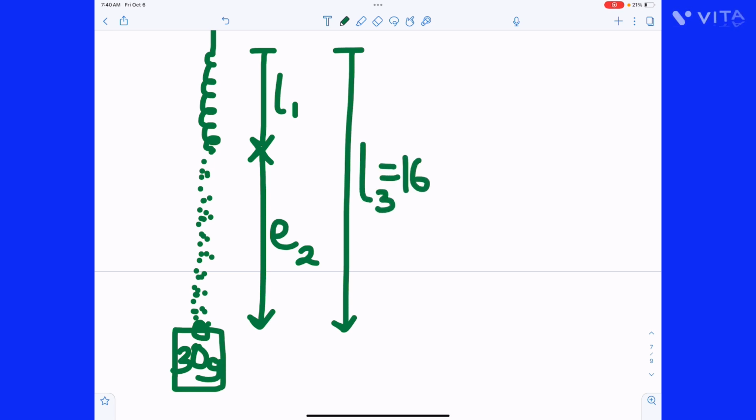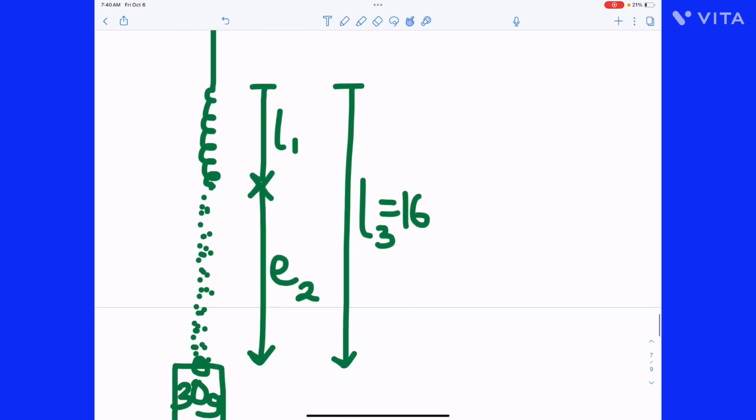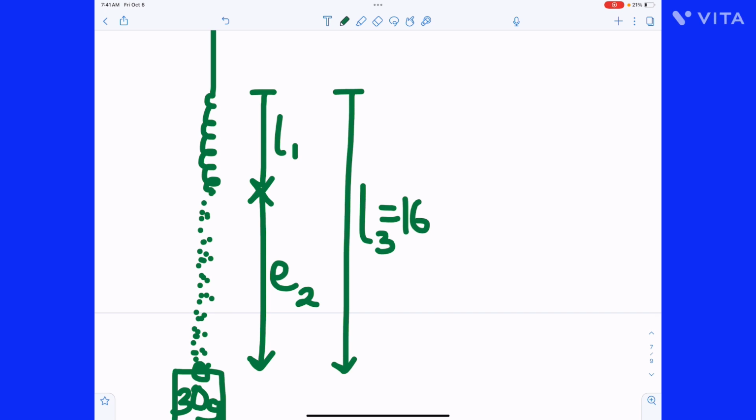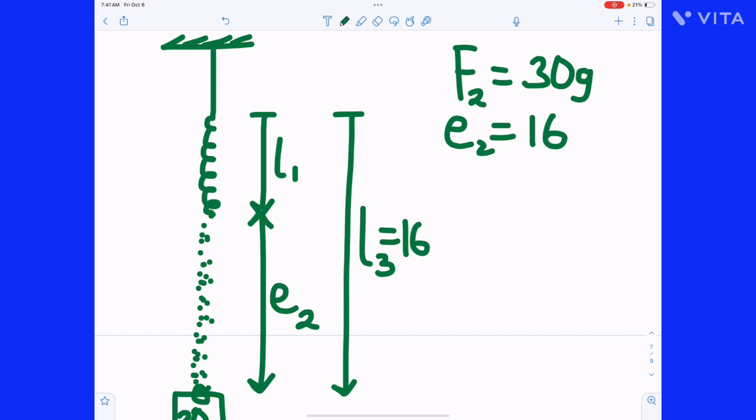16. So in this case too, I will say the force has now changed from 20 to what? 30. So the second force applied, which is the mass, is 30 grams. But my second extension, E2, produced must now be 16 minus the original length of the string.